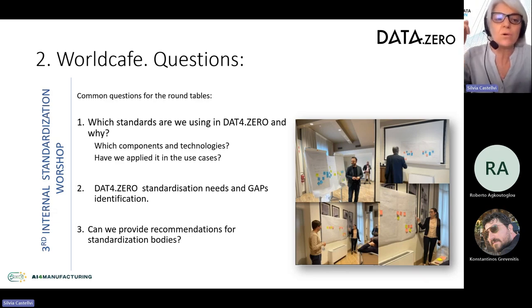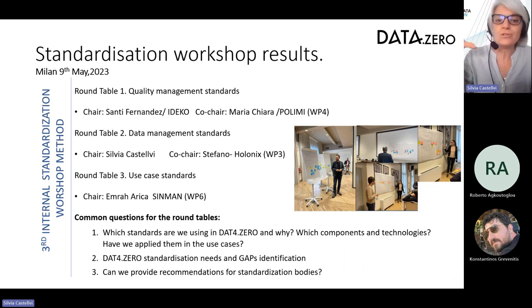The second question was to identify standardization needs and gaps. And the third question was to provide recommendations for standardization bodies. So as I commented, in order to answer these questions, we used the World Cafe methodology, consisting of creating 3 tables with 2 moderators at each table.